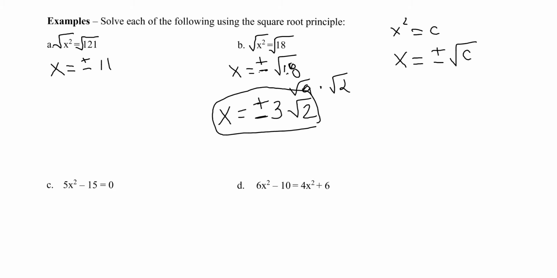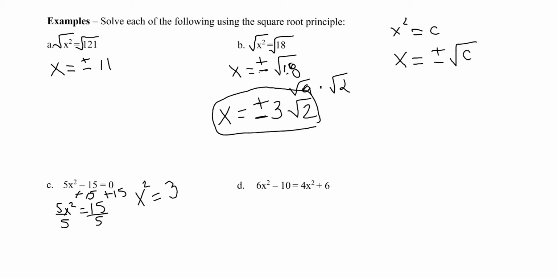Now what we want to do for C, before we solve it, is isolate our x squared. So we want to solve the equation for x squared first, and then take the square root of both sides. I'm going to start off and add 15 to both sides, and that will leave me with 5x squared equals 15. Then I'll divide both sides by 5, and I get x squared is equal to 3.